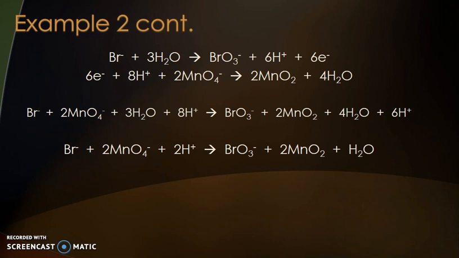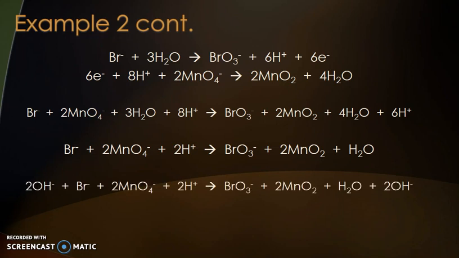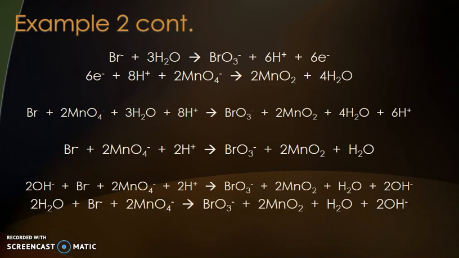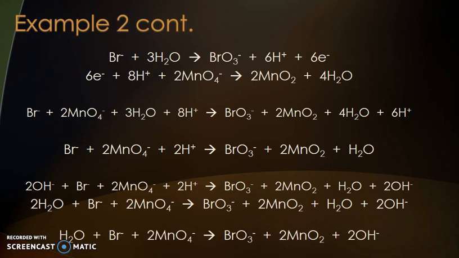This is a bit like maths. You can do anything you like to an equation as long as you do the same thing to both sides. So here we go, two OH minuses to either side of the equation. Now on the left-hand side, if we've got two OH minus and two H plus, they are going to react together to form two waters. Those two waters will then cancel out one of the waters on the right-hand side of the equation, so we can simplify that equation down to give us a final overall equation. And what you'll see with that is that it is totally balanced and it is in basic conditions.